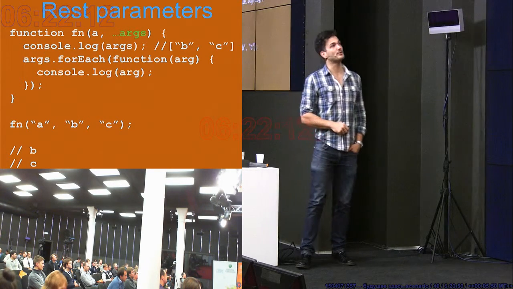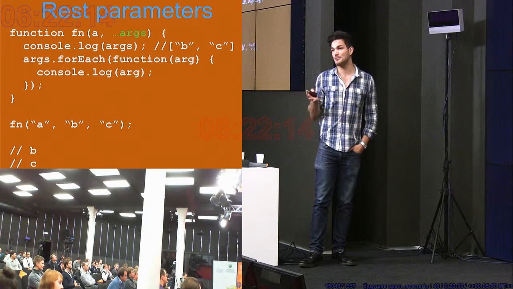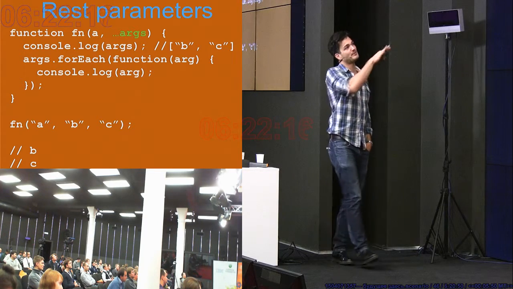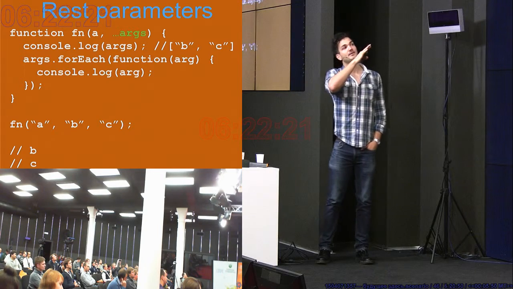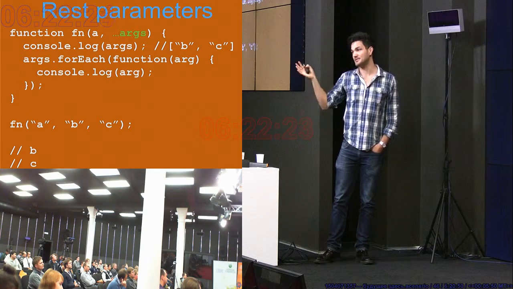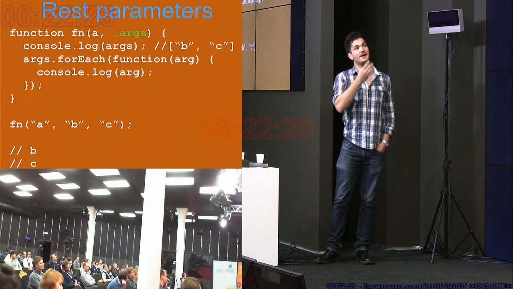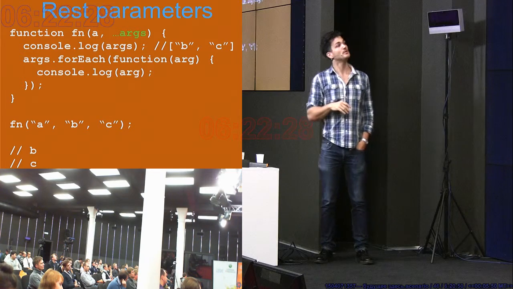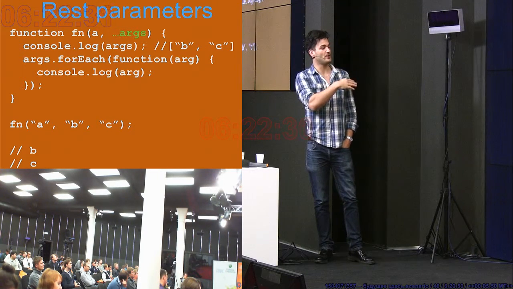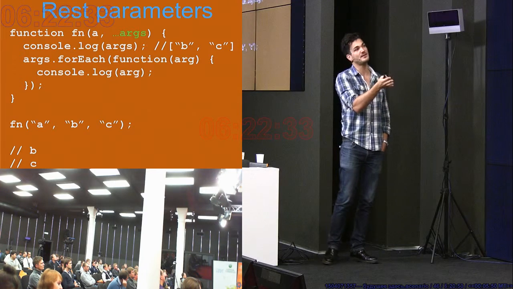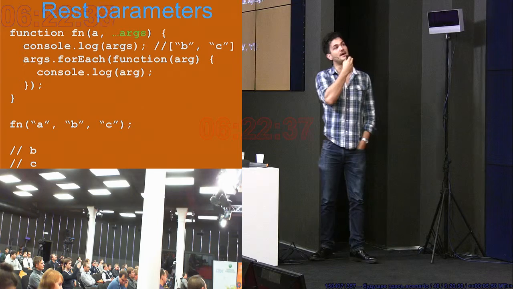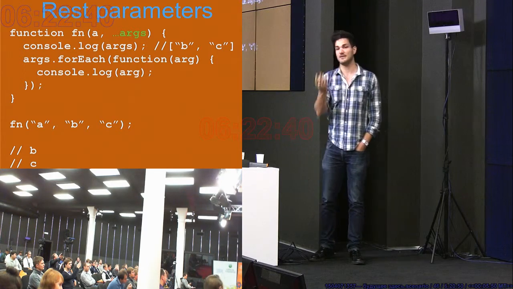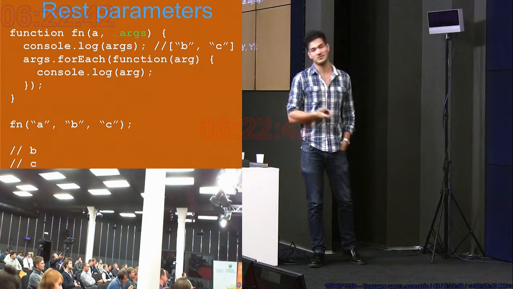Another thing about rest parameters is that you can mix them with positional parameters. For example, in this case, you've got a positional parameter at the beginning, A, and then you can say all the other parameters are part of the array args. If you invoke the same function, passing A, B, C, A will be associated to the first parameter, and then B, C will be the rest. So it's really handy.